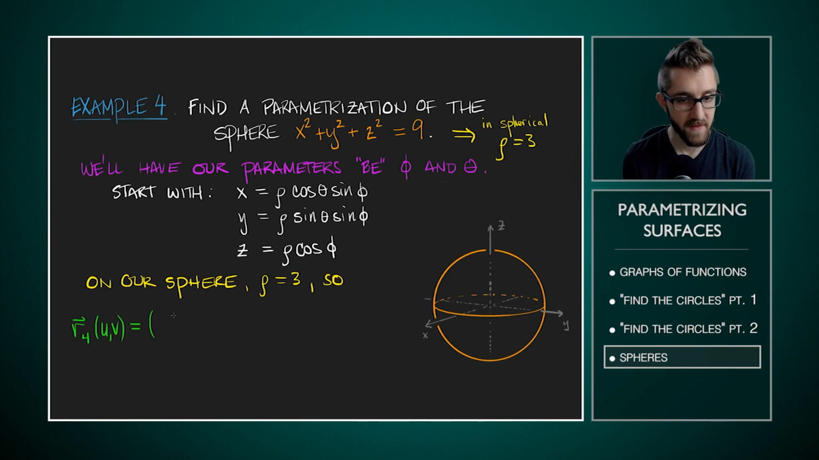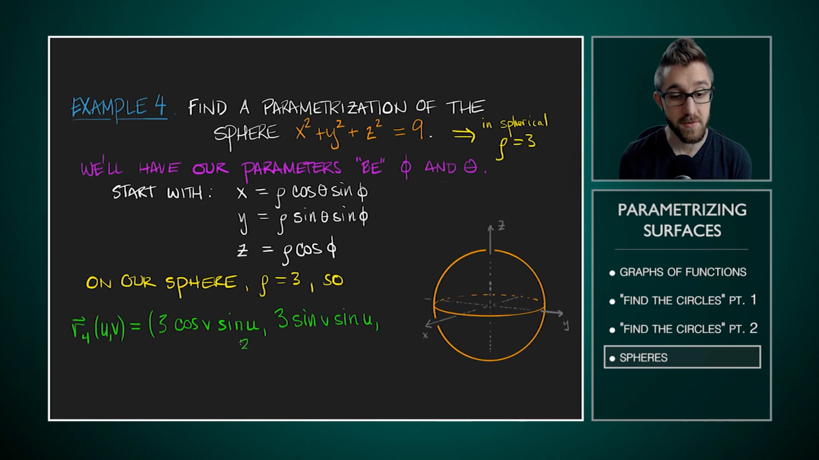So we'll have x is 3 cos v sine u. Again, I'm using v for theta just to be consistent with our previous examples where v and theta were sort of the same. If you switched u and v here, it wouldn't really ruin anything, as long as you were consistent and made sure that you used the same parameter to model the same spherical variable.